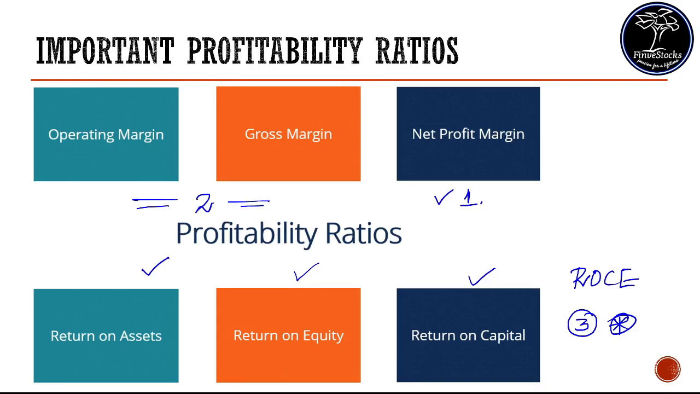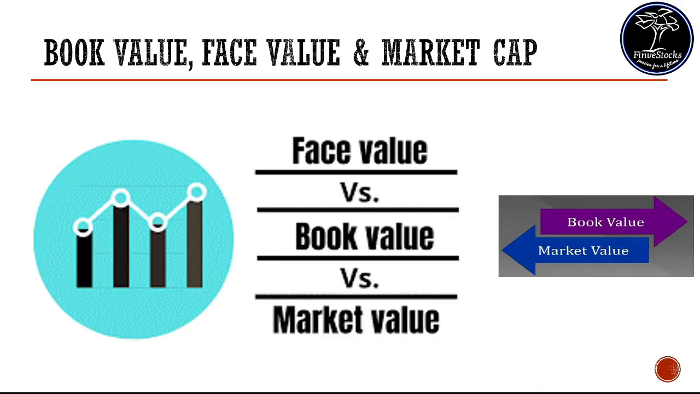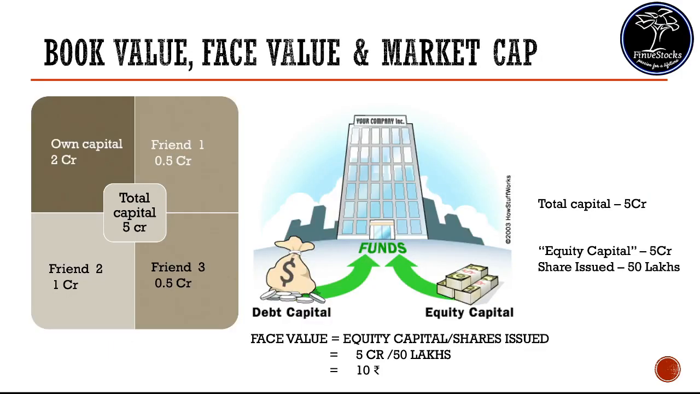Before going into profitability ratio, we will understand book value, face value and market cap. There is always a confusion between book value and face value. So we will try to understand the difference using a simple example. Assume I started a company with 5 crore capital. The total capital of the company is 5 crore. This 5 crore is accumulated through various sources.